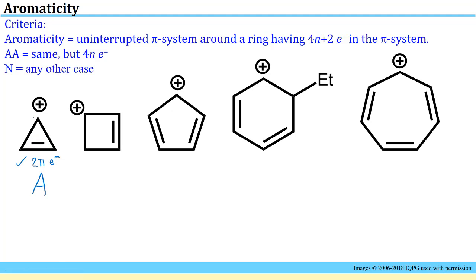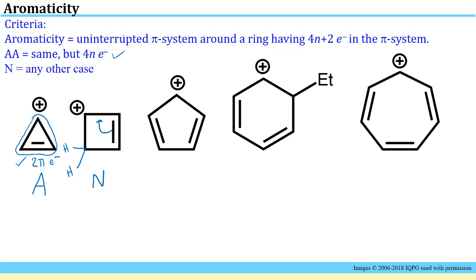And the pi system would be all the way around the ring if we do the part of the problem asking us to highlight that. If we move on to the second example, we can draw an additional resonance contributor that looks like this, where we move the pi bond here, and there's a plus charge here, but there's no way to engage this carbon in resonance because it has 4 sigma bonds and it's an sp3 hybridized carbon. So this does not have an uninterrupted pi system around the ring, and it can then neither be aromatic nor anti-aromatic.